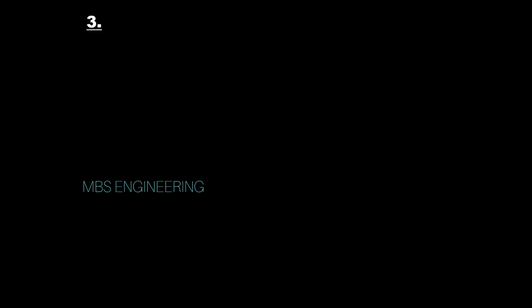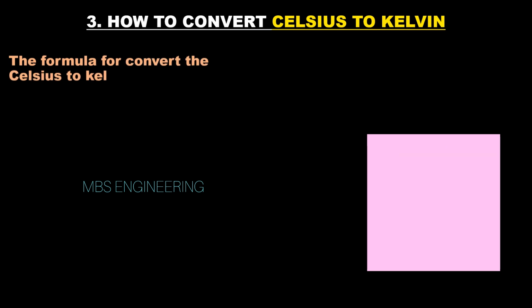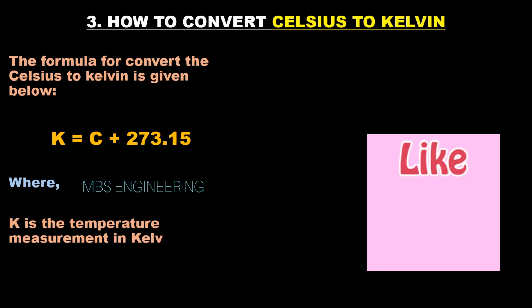Next, we will learn how to convert Celsius to Kelvin. The formula for converting Celsius to Kelvin is given below. K = C + 273.15, where K is the temperature measurement in Kelvin and C is the temperature measurement in Celsius.